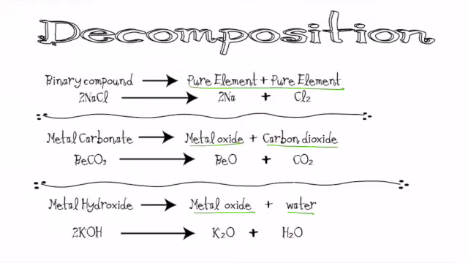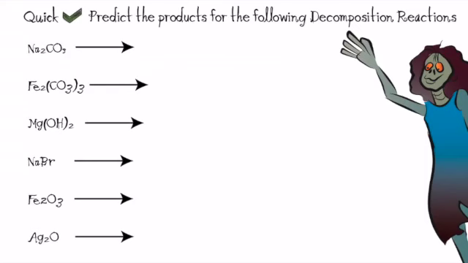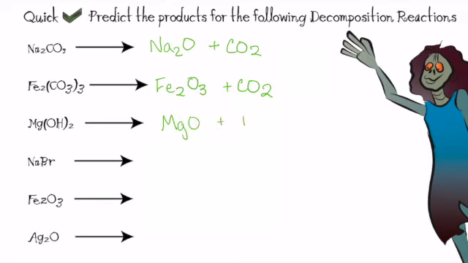So a carbonate, one of the products is going to be CO2. The other is a metal oxide. So NaO. We have another carbonate. So one of the products is CO2. The other one is an oxide. Number 3, we have a metal hydroxide. So again, we'll have a metal oxide plus water.